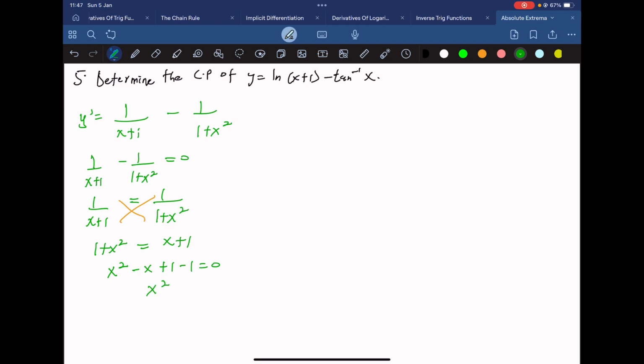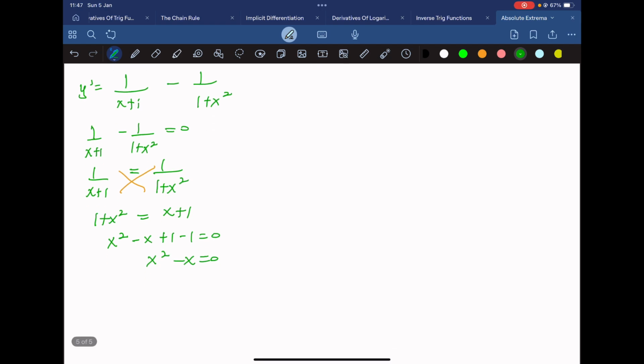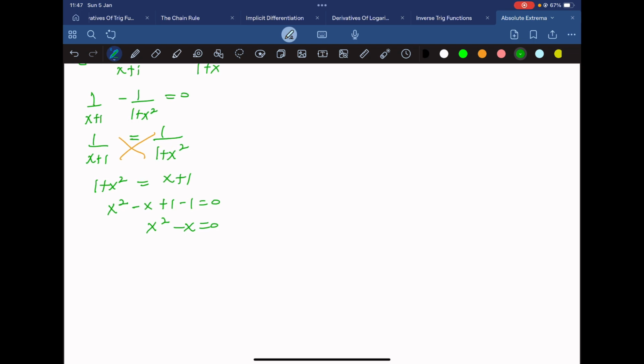And this is x squared minus x is equal to 0. So now we can factorize x out, and if we do that, we just have x minus 1 inside the parenthesis. So this basically means x is equal to 0, or x minus 1 is equal to 0, which is x is equal to 1. So the critical points of f are x is equal to 0 or x is equal to 1.